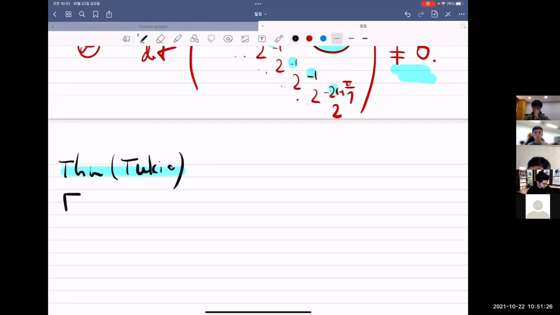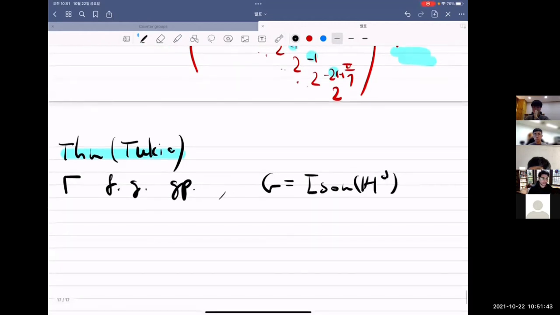So Gamma is a finitely generated group, and G... In fact, when G is a semisimple Lie group, there is a similar theorem, but we need to add more authors. There is a long list of authors, but for hyperbolic space, I just need to mention Tukia. Okay, so Gamma is a finitely generated group, and G is the isometry group of hyperbolic space. Then the following two statements are equivalent.